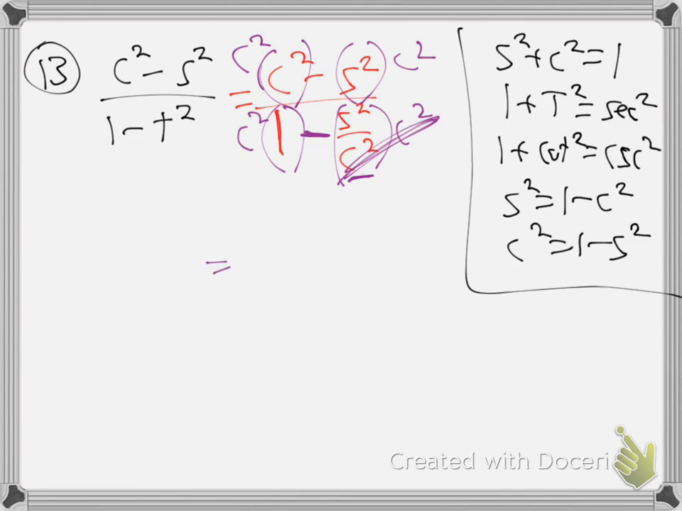So anyway, what do we get then? Let me bring it over here. We get c squared times c squared, c to the fourth, minus c squared s squared over c squared minus s squared. Everybody see that? How are we doing? Did I lose you?